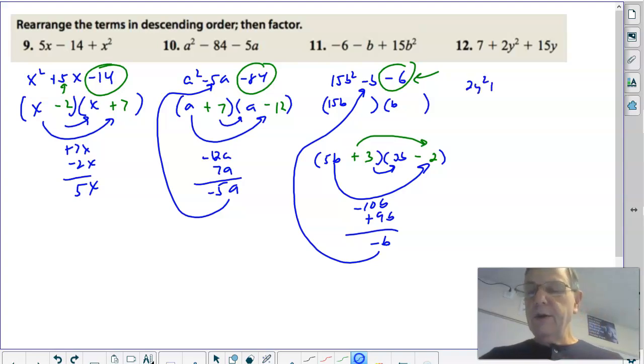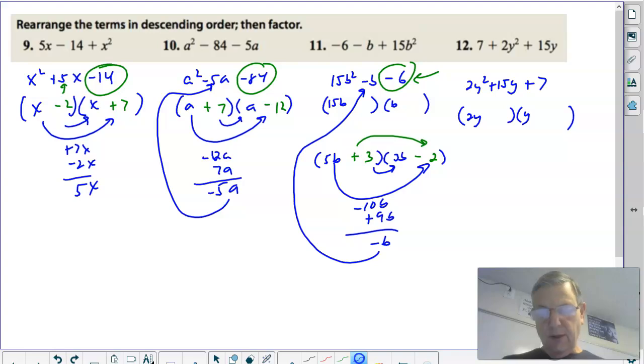All right, number 12. 2y squared plus 15y plus 7, 2 parentheses. All right, we got to do 2y and y. No other choice there, thankfully. 7. All right, hey, that's easy. 7 and 1, that's the only possibility. And I got to get to 15.